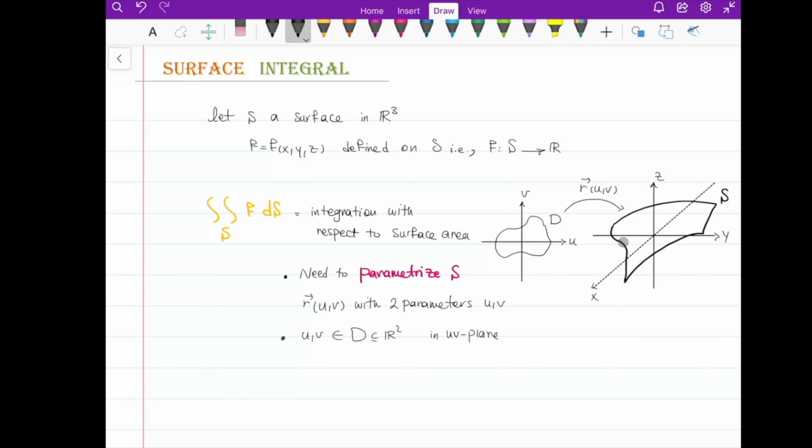Okay, so that's why we need to have two parameters. It's just because we have a surface S and we have 2 degrees of freedom. If we had a curve, if you remember parameterizing a curve, we just have one parameter, but now we have 2 parameters. Okay, then what we're going to do, as usual, we're going to plug our parameterization into the integrand.